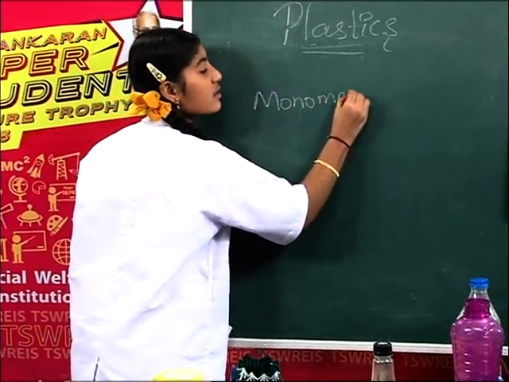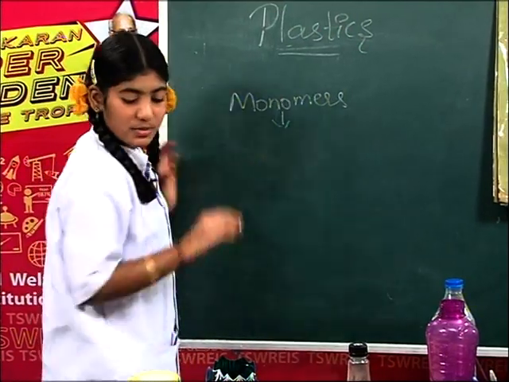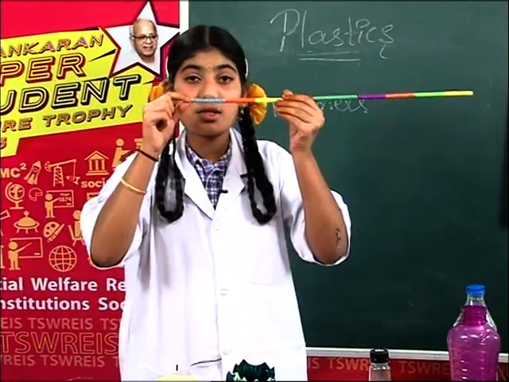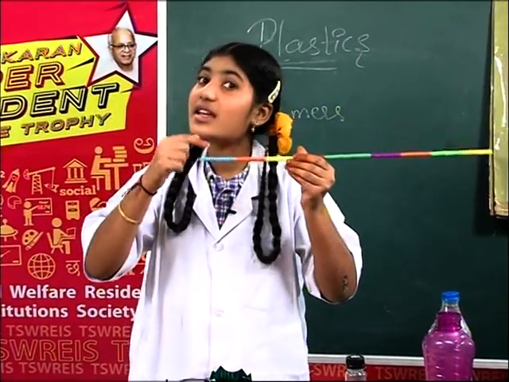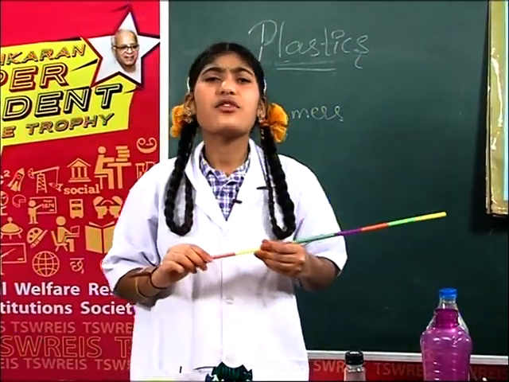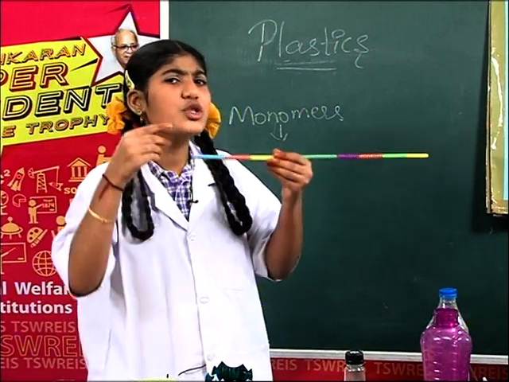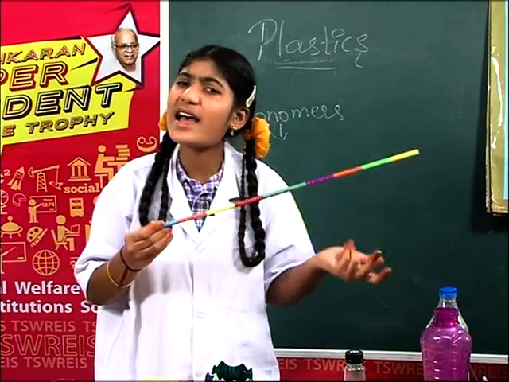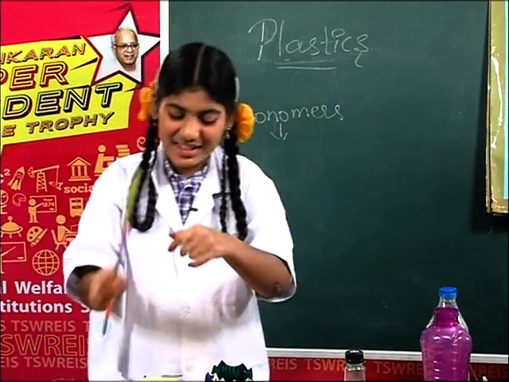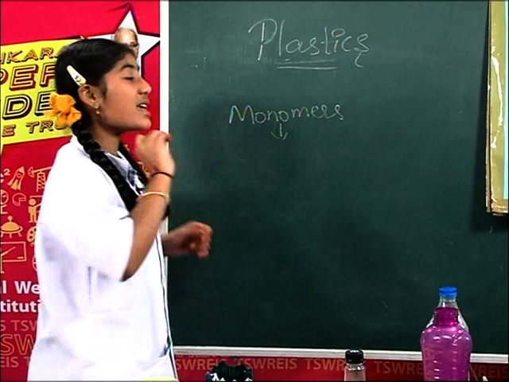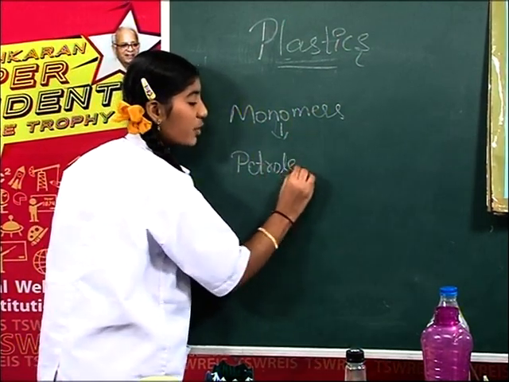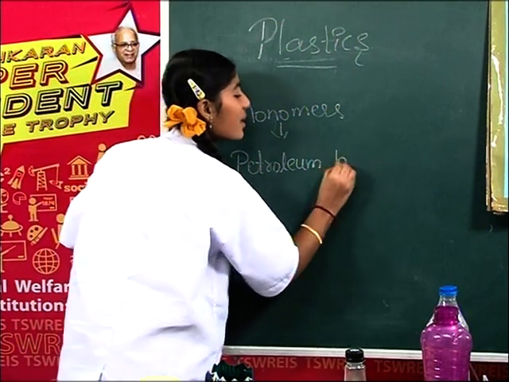And friends, these monomers are totally filled with chemical substance. This small unit is totally filled with chemical substance. Friends, what is the chemical used in this monomer, and what is the chemical used to prepare plastics? Yes friends, that is petroleum based chemicals. What is that? Petroleum based chemicals.